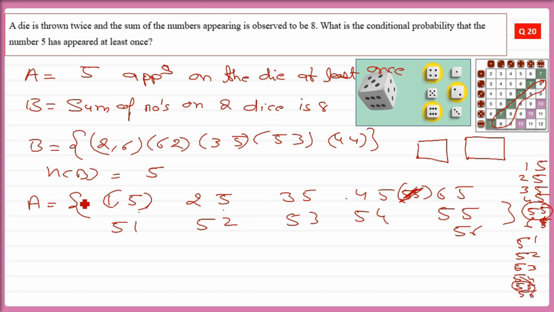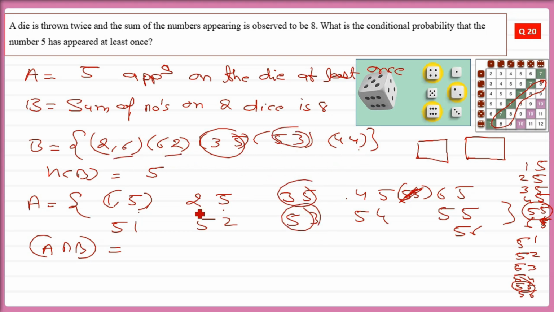We don't need to compute the number of elements in A. We just need A intersection B. See, in A, everywhere it is 5 somewhere, in the first or second one. So just take the elements which are having 5 in B. So 3,5 and 5,3 will be the only options, because the A set does not have any value without 5. And taking B where 5 appears is 3,5 and 5,3. The number of elements in A intersection B will be 2.